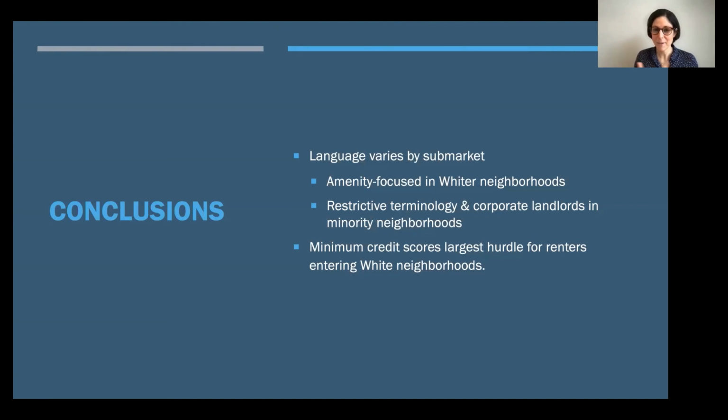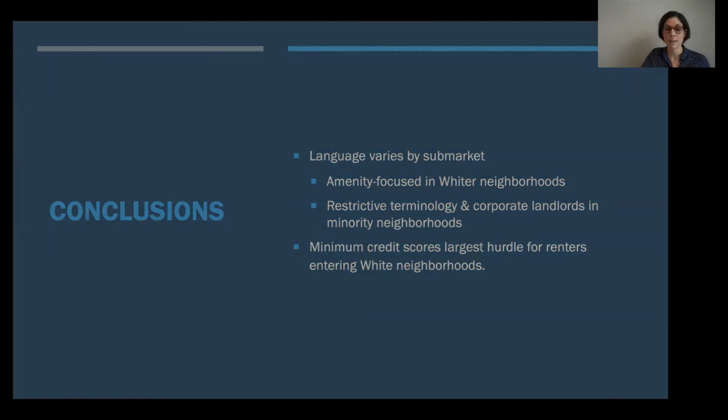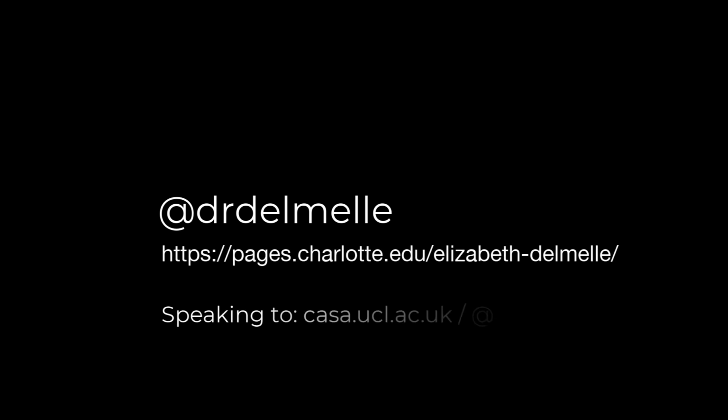We've still got a little bit more to do, but we can see that some of this language varies by submarket. In the whiter neighborhoods it's a little bit more amenity focused, whereas minority neighborhoods have more of these restrictive terms and corporate landlords. And the minimum credit score emerges as the largest hurdle for renters entering white neighborhoods. So I think that's all we've got, actually. That was the end of his, and that's all of our explorations into text analysis.